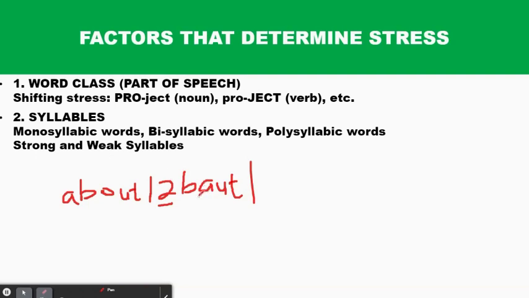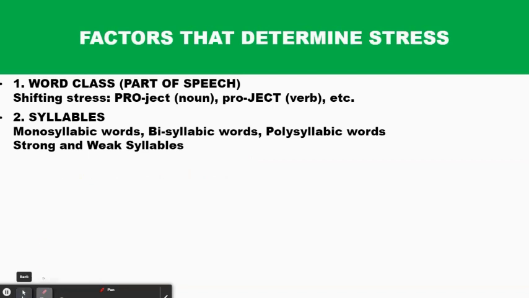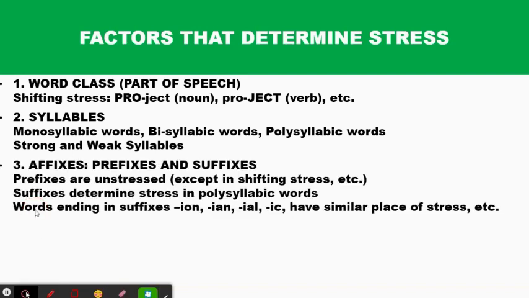But this is a diphthong, which is called a double sound, so it's most likely to be stressed. And so here, stress is placed on the second syllable. So you see, we have this as the weak syllable and we have this as the strong syllable. That is exactly how you determine which one is a weak syllable and which is a strong syllable.